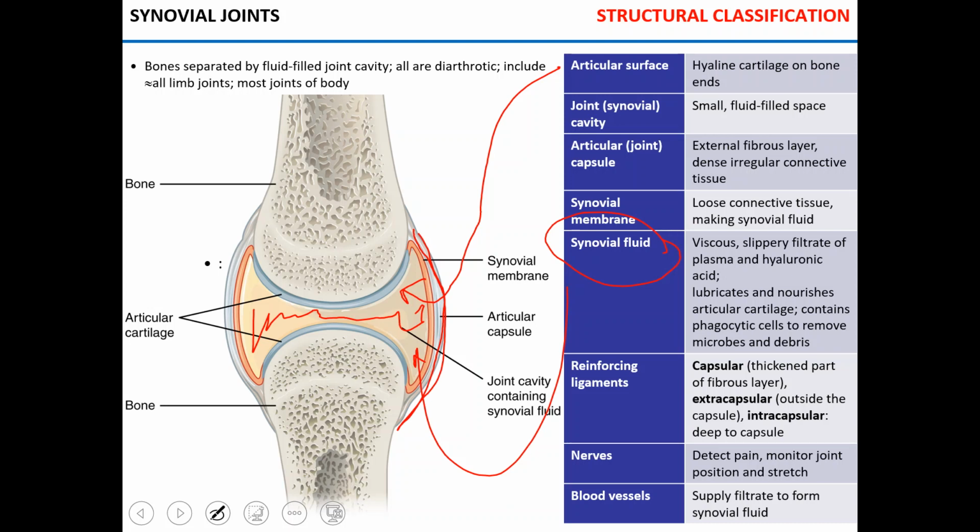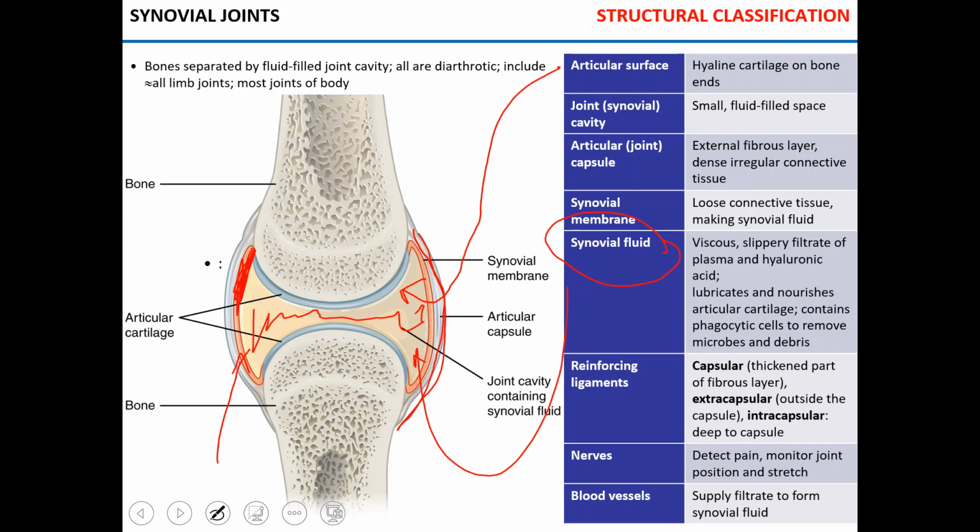Deep to the articular capsule, you can see the synovial membrane. So that membrane right here, the darker beige one, is a connective tissue that produces synovial fluid. That same fluid that fills up the cavity.